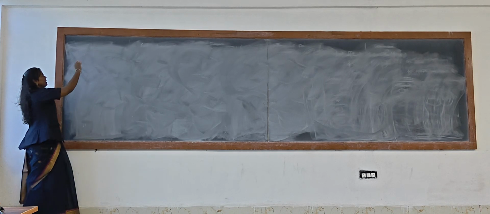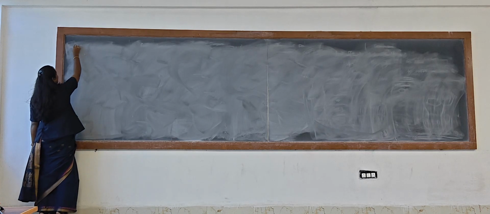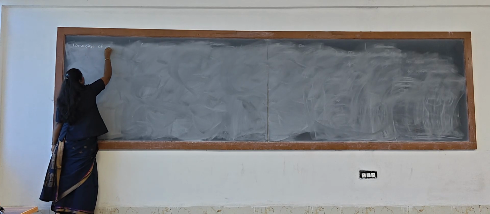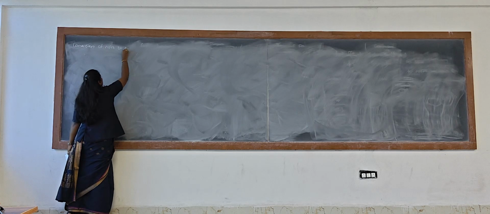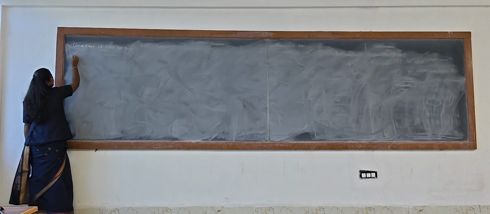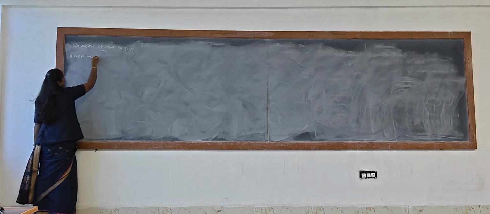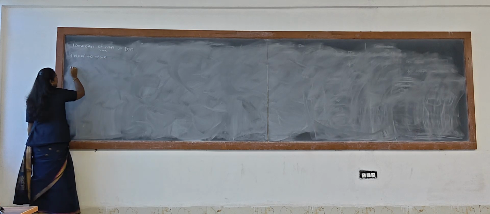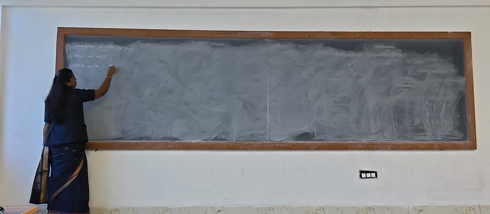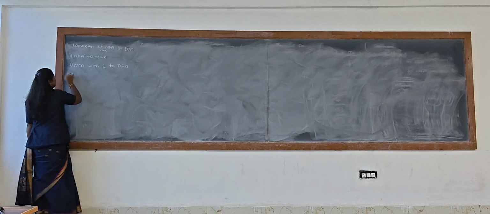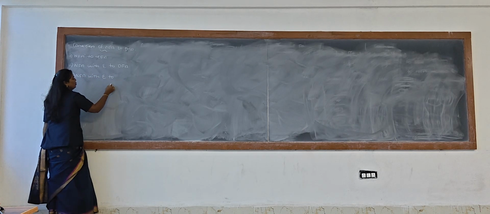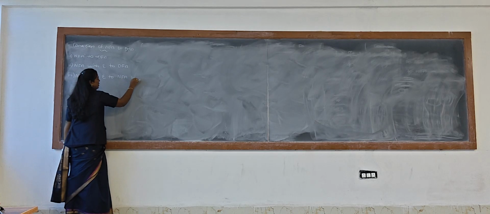Hello all. So conversions of DFA, NFA to DFA, we are having three conversions. So first conversion is converting NFA to DFA. Second conversion is NFA with epsilon to DFA conversion. Third one is NFA with epsilon to NFA without epsilon.